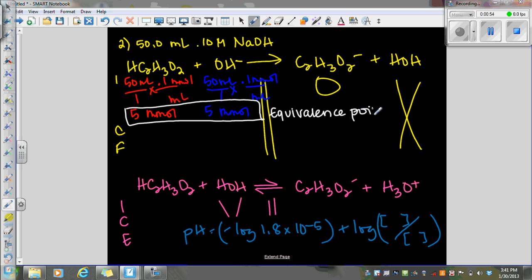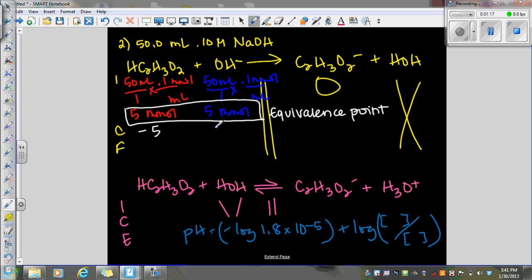So just like in a strong titration, whenever your moles of acid are equal to your moles of base, you are at the equivalence point. What's different about a weak strong titration is that your pH at the equivalence point is not going to be 7. You've got to do some more calculations. So I'm going to show you how to do that.